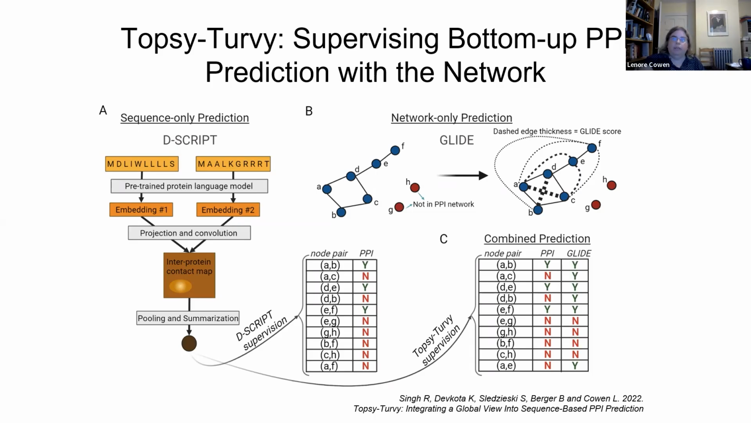network level. But again, Topsy-Turvy is a method that doesn't need any network information to predict. It just takes as input two sequences and predicts. It's just in training that it's somehow learning something about the network. Next slide.